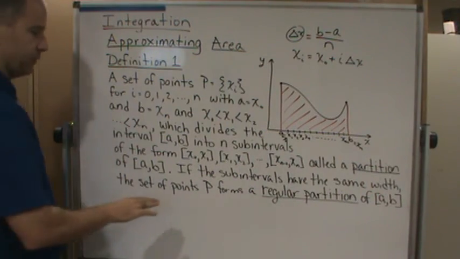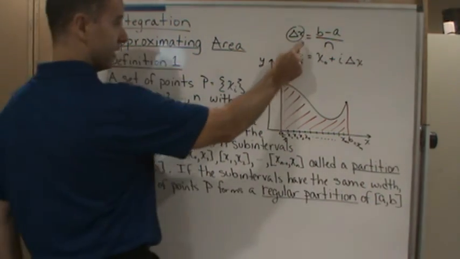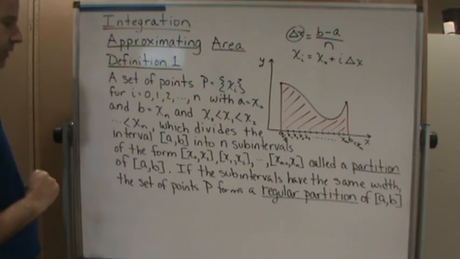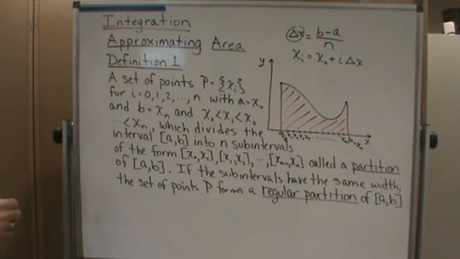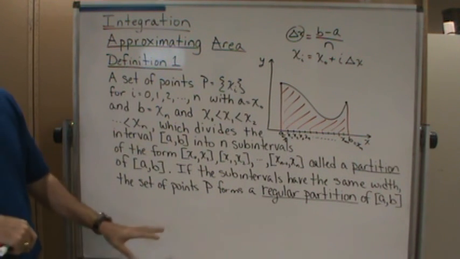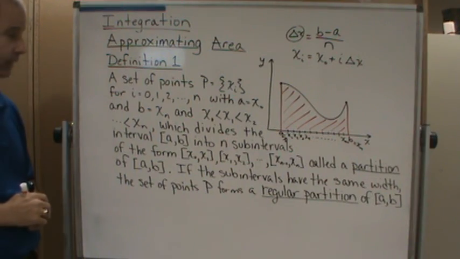Now, if the subintervals have the same width, as in the way I described up here, then we would call P a regular partition of the interval ab. Okay, so that's going to be important terminology to know going forward.